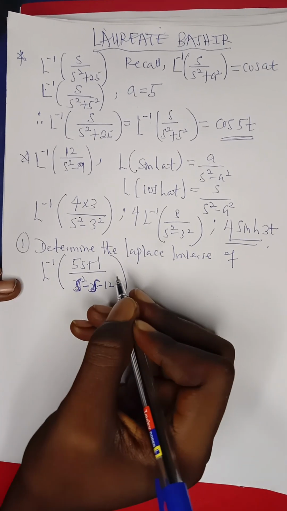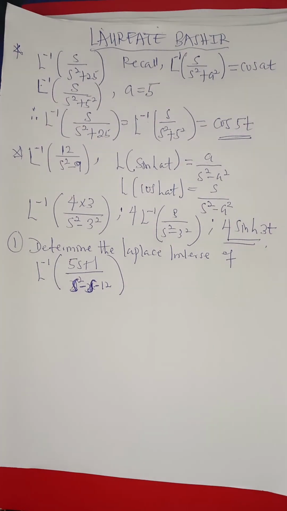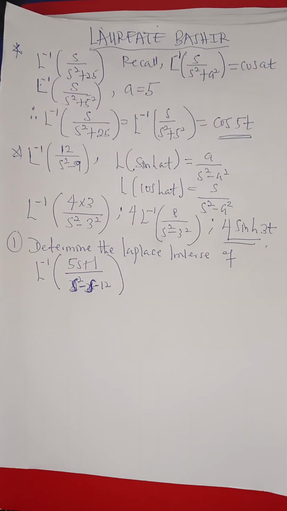Now if you look at this question very well, you observe that there's nowhere in your Laplace table that you can find this directly. There's no Laplace of 5s plus 1 over something that will give you something. So therefore you have to simplify this one before you can get the Laplace inverse. That's the meaning.